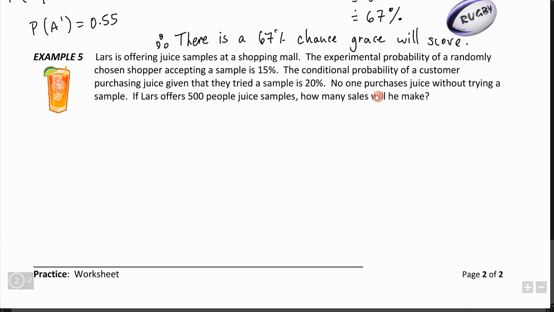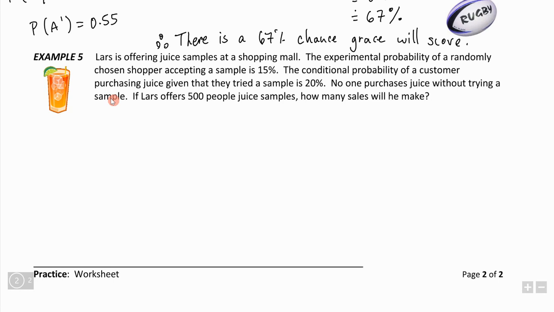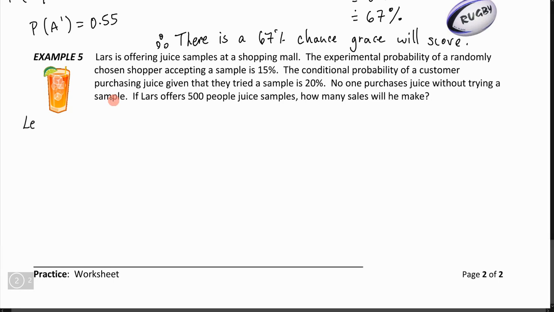So you can only know how many sales you make based on 500 people. He can't sell any more than 500 sales because he only offered 500 juice samples, right? Because it says here, no one purchases juice without trying a sample. So they have to try a sample. Let's look at our events first. So we're going to say let A be the event where they are trying a sample, and I'm going to let B be the event where they buy juice.